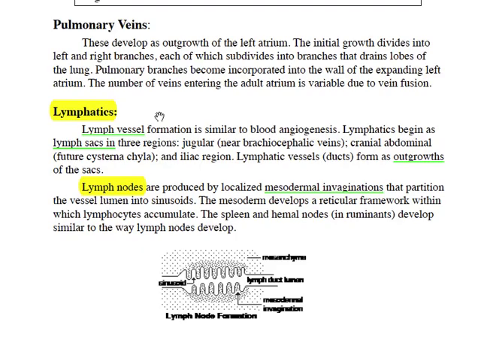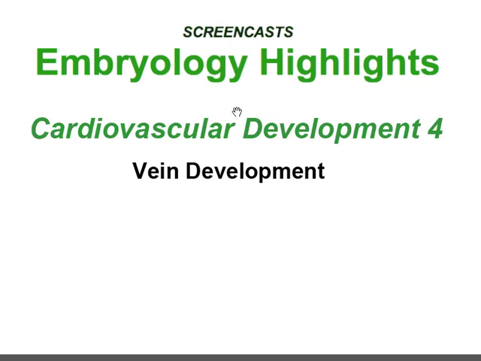Lymph vessels arise as outgrowths of lymph sacs. The lymph sacs develop in the neck region, in the cranial abdomen, and in the pelvic region. Lymph nodes are formed by surrounding mesoderm that invades the lymph vessel so that lymph sinusoids are formed. This concludes this embryology highlight screencast that deals with vein development.